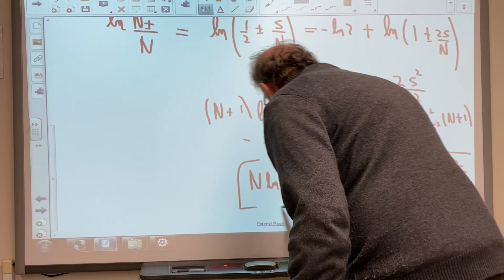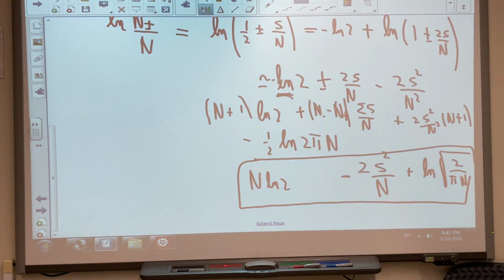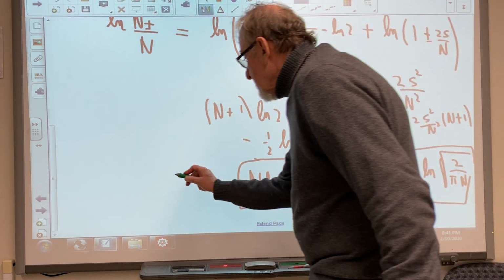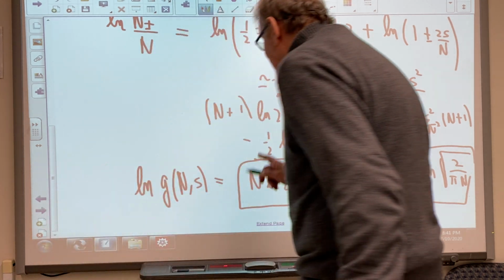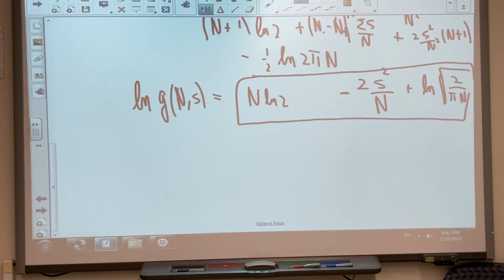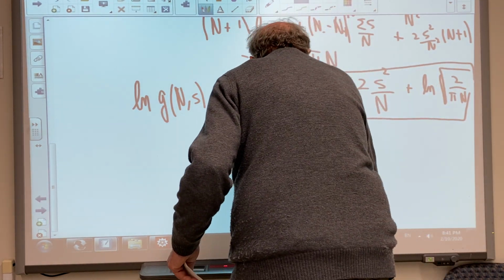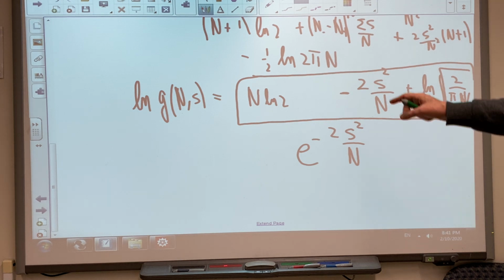So this is the end of the story. This is the approximation to order 2, to order quadratic in s, of the logarithm of g_n of s. Okay, this is not g, this is the logarithm. So if I want g, I have to exponentiate that, and let me do that. So I will get e to the minus 2s squared over n. That's the key part, the decaying exponential in s. And all the rest is the part that does not contain the letter s.